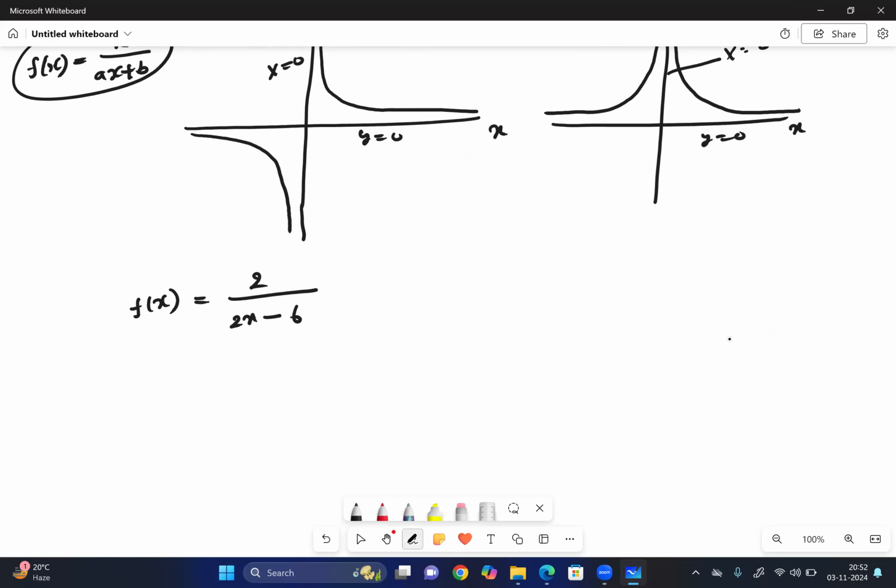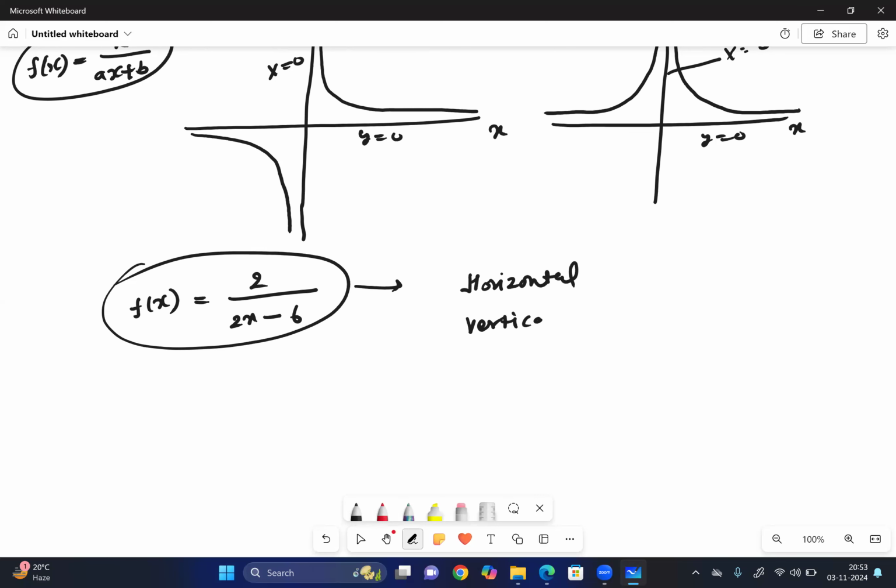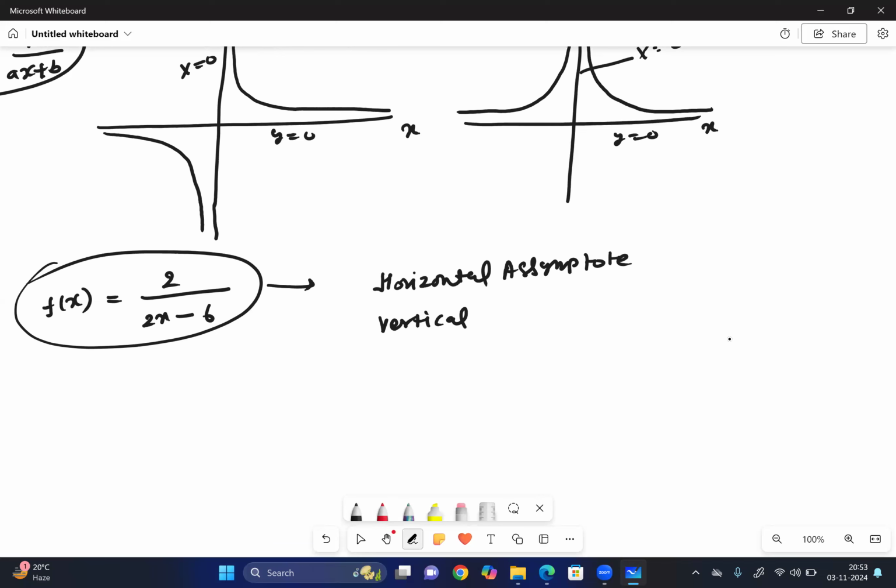Sorry, could you repeat, sir? What should be the asymptote here for this function? f(x) is equal to 2 upon 2x minus 6. What should be the asymptote? Which asymptote, sir? Vertical or horizontal? Tell me both the asymptotes. Reciprocal functions always have two asymptotes, one horizontal and one vertical. So for the vertical asymptote, it's going to be 3 by 2... 6 by 2, sorry, 3 basically.